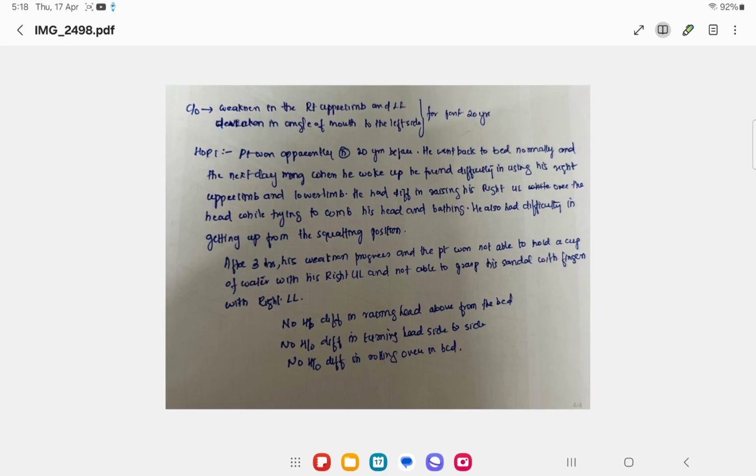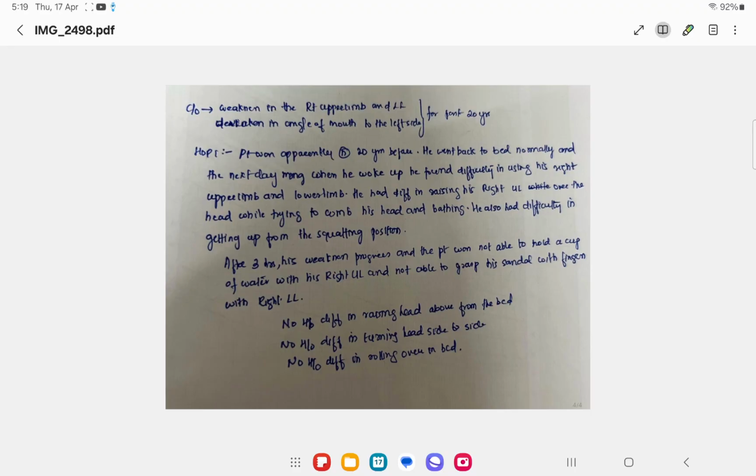there are two terms, one is stroke, one is TIA. TIA means transient ischemic attack. It has to be resolved within 20 minutes. If a patient is coming to you saying weakness and deviation of the angle of the mouth, and the patient has that symptom, it has to resolve within 20 minutes. If it is not resolving, and it lasts more than 1 hour, it has to be a full-blown stroke. You have to treat according to the stroke protocol. TIA has a different treatment management, stroke has a different treatment management.